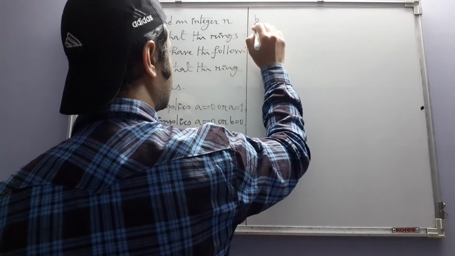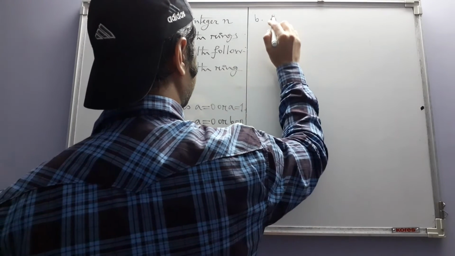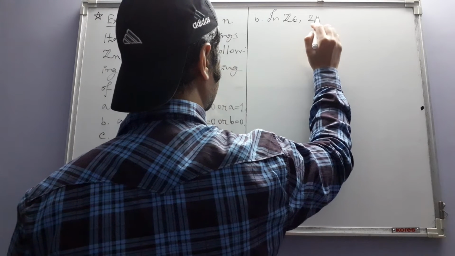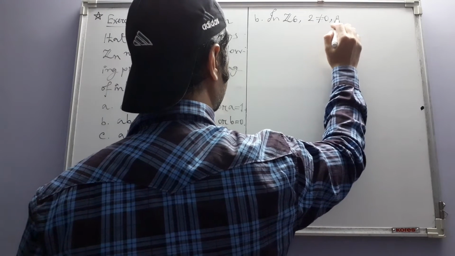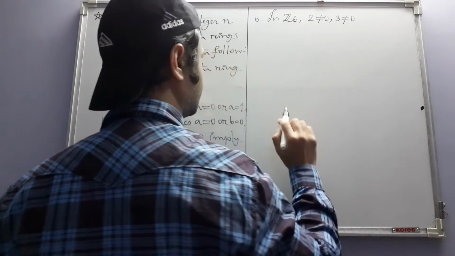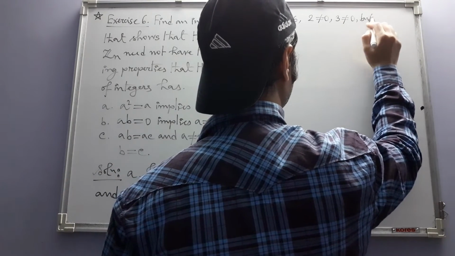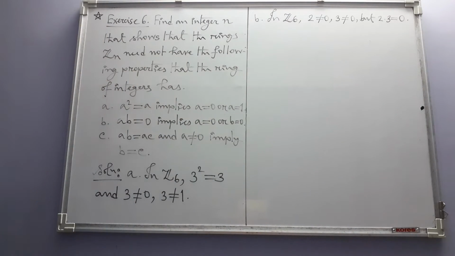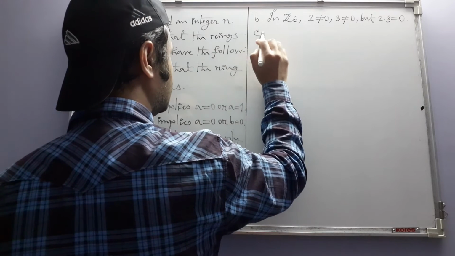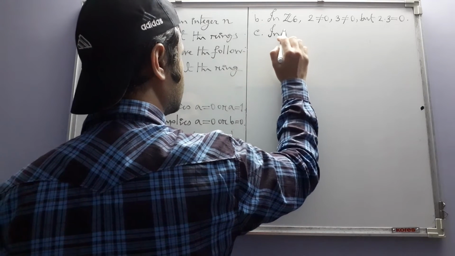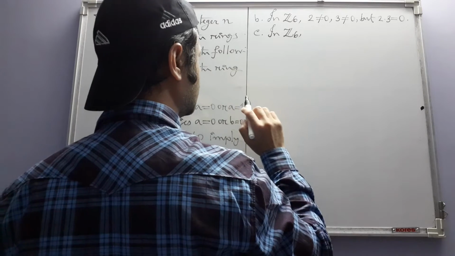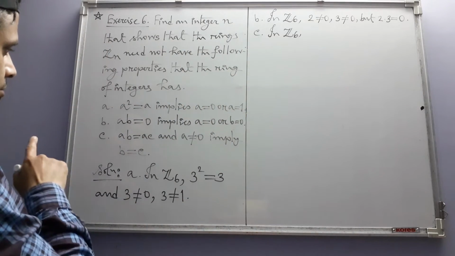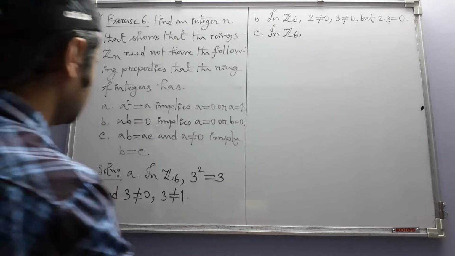Then B of course is very easy. In C6, 2 and 3 are different from 0, but their product is equal to 0. And finally in C6, so here we can have that example itself which we used today.